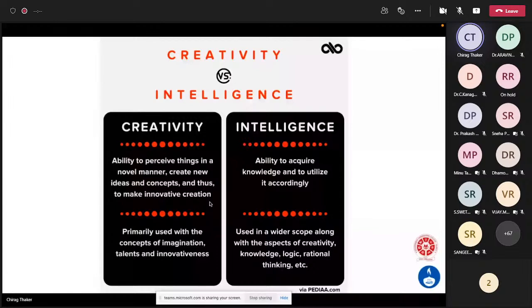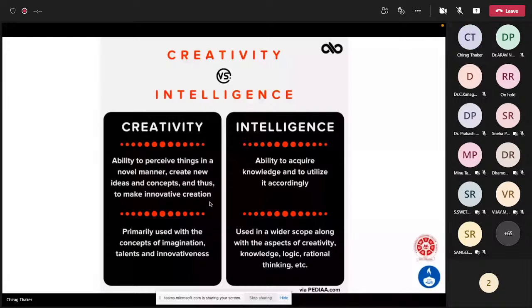So, what is the difference between intelligence and creativity? Creativity is the ability to perceive things in a novel manner, create new ideas and concepts, and make innovation creation. Intelligence is all about the ability to acquire knowledge and utilize it accordingly.